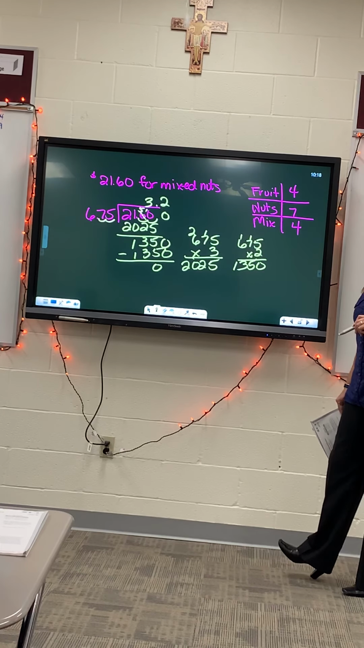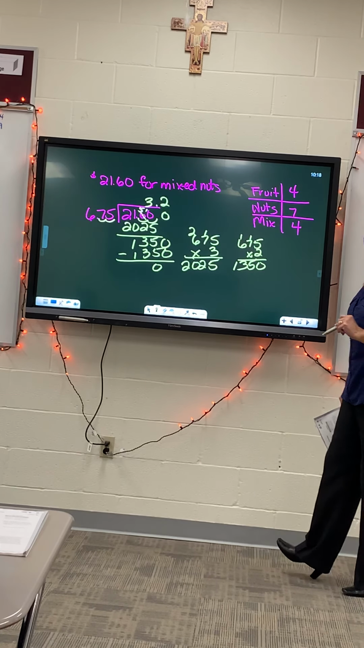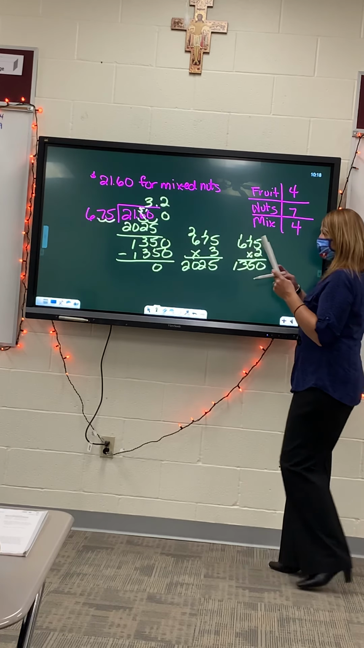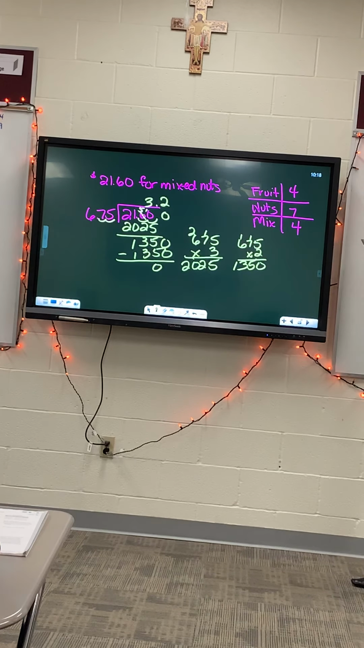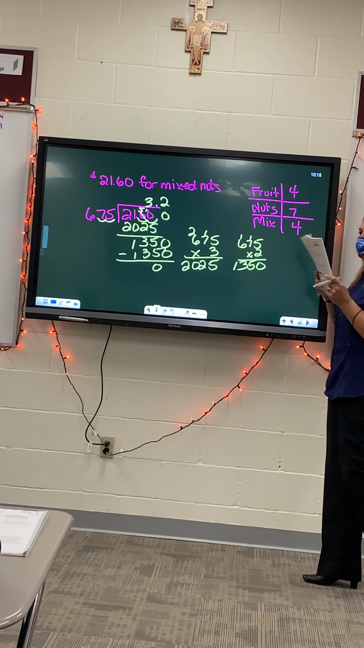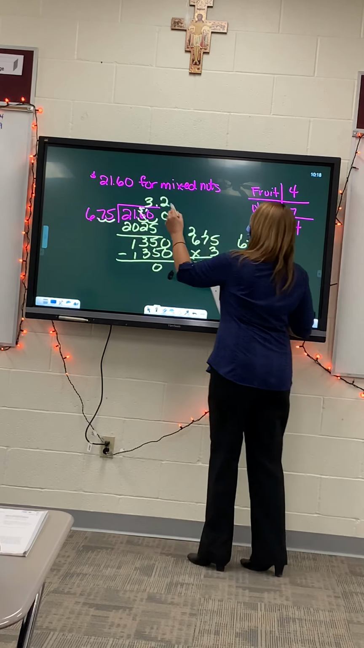Calculation mistake? Okay, that's what you got? So far it says, back to the problem. She wanted 6 pounds of nuts and dried fruit. She paid $21.60 for mixed nuts. So we know she bought 3.2 pounds of nuts.